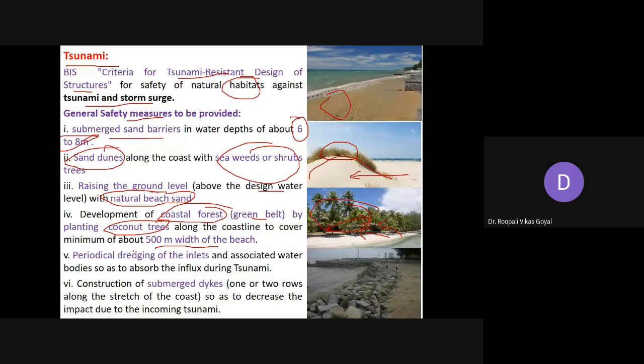Also periodical dredging. Dredging means to clear off whatever obstructions are there in the inlets and associated water bodies, so you clean the associated water bodies. At the time of a tsunami, they can absorb a certain amount of water. Also the construction of submerged dikes, one or two rows along the coastal line, will decrease the impact of an incoming tsunami. Certain stones, etc., will be placed for the construction of dikes. So that can also protect against the very high tide generated during a tsunami.